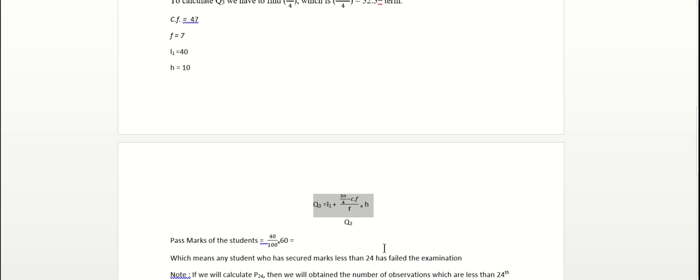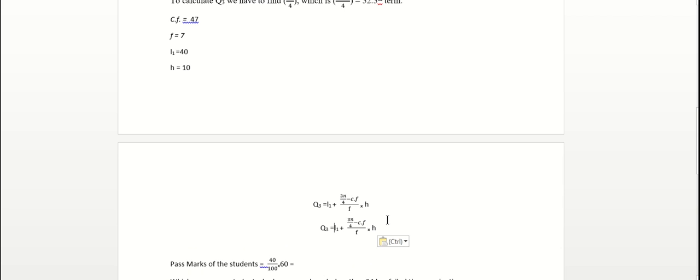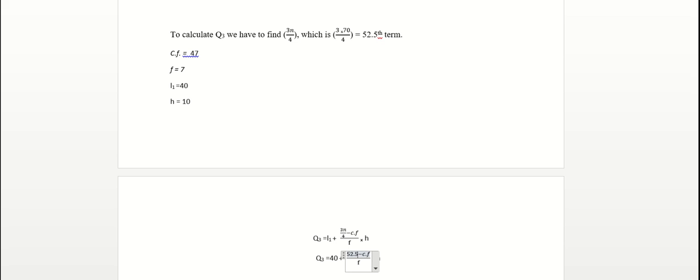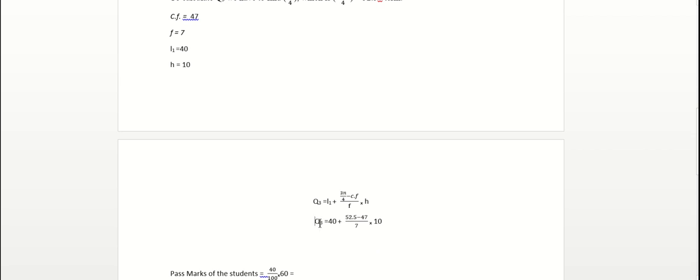This is the formula for Q3. It is the same as the median. The only difference is that instead of n by 2, we write 3n by 4. So we apply the values: L1 is 40, 3n by 4 is 52.5, CF is 47, F is 7 and H is 10, right? Now we will solve this part, and the answer we get here is 47.857.